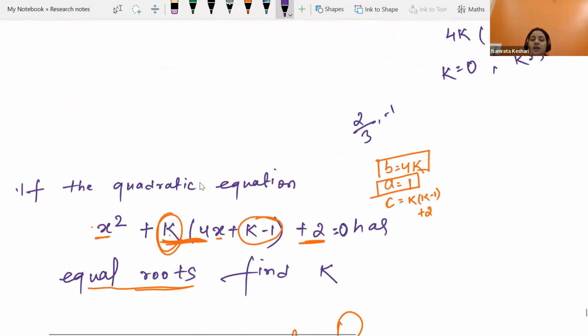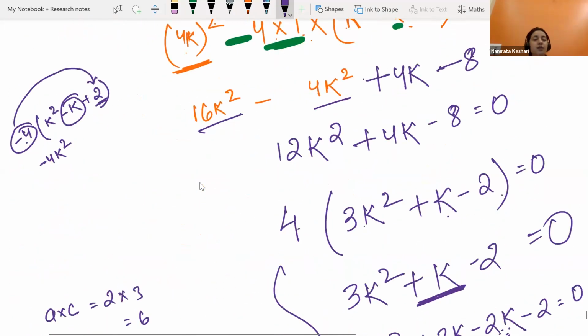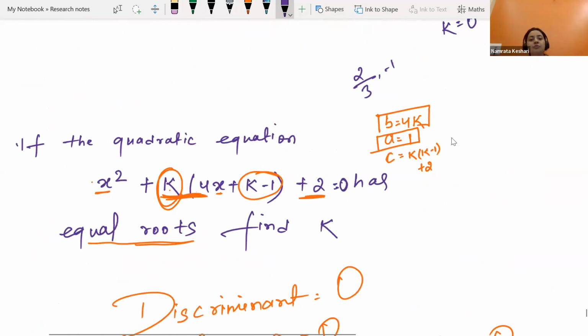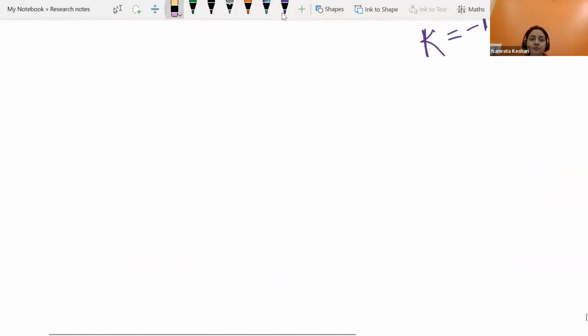Okay, this is how. This question was very simple. The main catch over here: students from our batch, when they gave the exam or test, left this question because they were having confusion about what is b and what is a. And I'm talking about good students. So if you understand what is a, what is b, what is c, this is a very basic question. Let's continue.